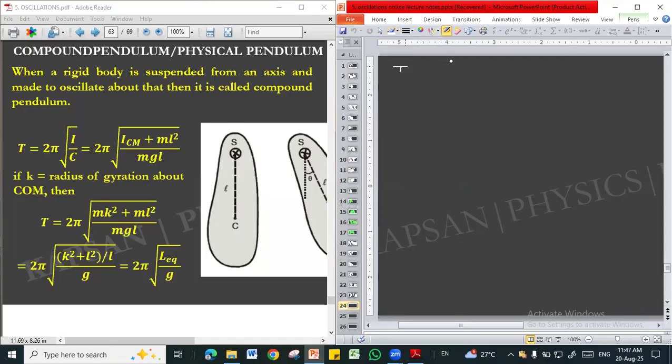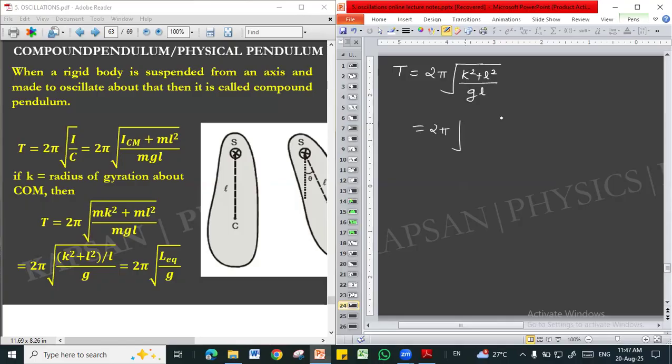टाइम पिरियड टी इज इक्वल टू 2π इंटू रूट ऑफ के स्क्वेअर, के इज रेडियस ऑफ गायरेशन अबाउट सेंटर ऑफ मास, नॉट अबाउट हिंज, अपॉन GL. लेट अस रिअरेंज दिस एज 2π इंटू रूट ऑफ, काय होते बघा, के स्क्वेअर प्लस एल स्क्वेअर अपॉन एल आणि परत होल डिवाइडेड बाय जी. झालं का बघा, 2π इंटू रूट ऑफ एल अपॉन जी.